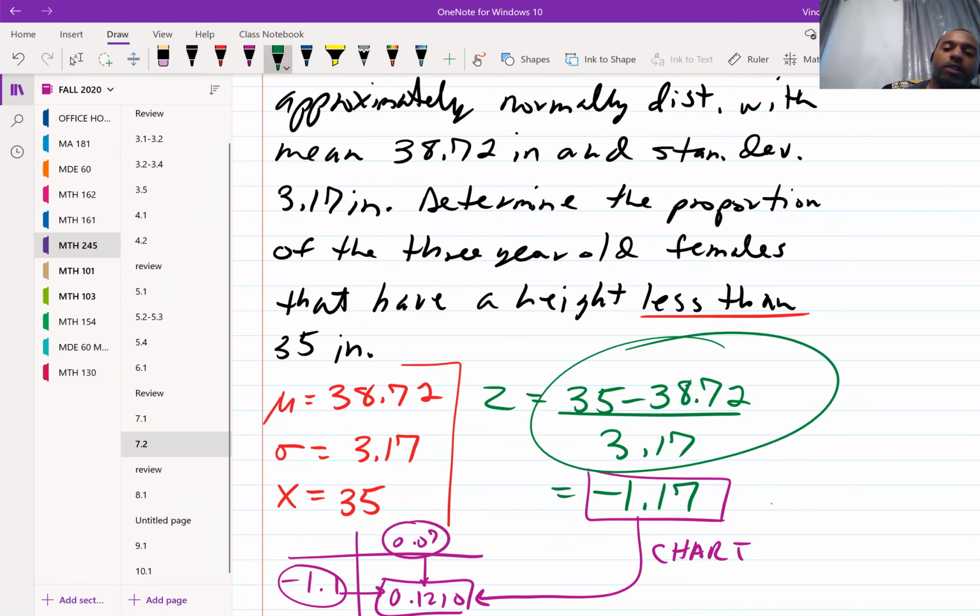So then I do my z-score calculation. Data value minus the mean divided by standard deviation: 35 minus 38.72 divided by 3.17. That gives us negative 1.17. Remember, your z-score is always rounded to two decimal places.